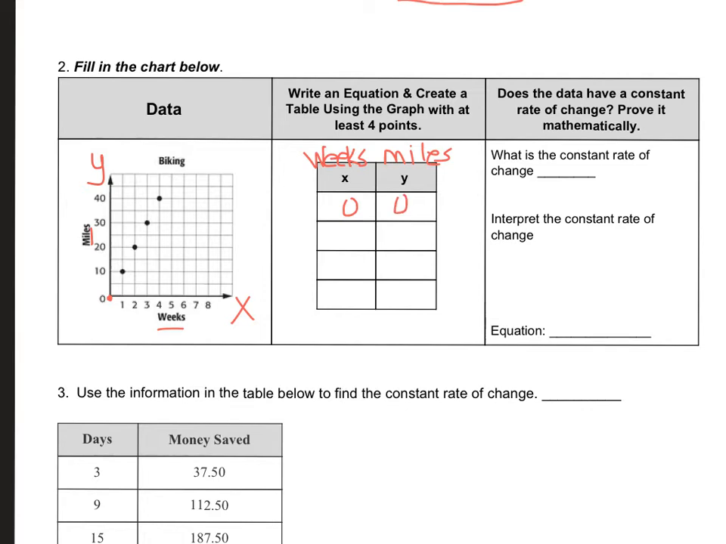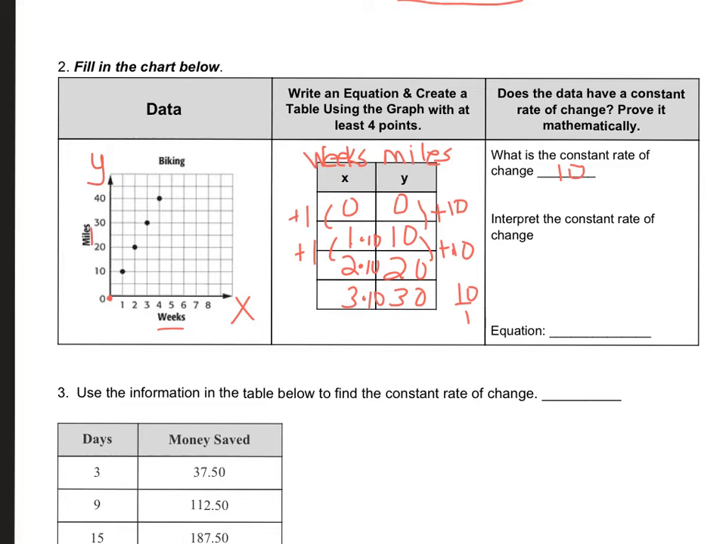So I have 0 weeks, 0 miles. In 1 week, 10 miles. In 2 weeks, 20 miles. This is a nice constant rate of change where I can simply look at what is occurring between 1 and 10 and 2 and 20, but I can also find the constant rate of change by doing change in y over change in x, and I see that I get that constant rate of 10 over 1. So 1 times 10 equals 10. 2 times 10 equals 20. I can see that that's my constant rate of change.